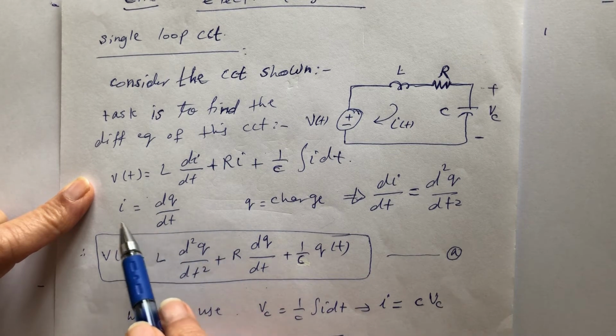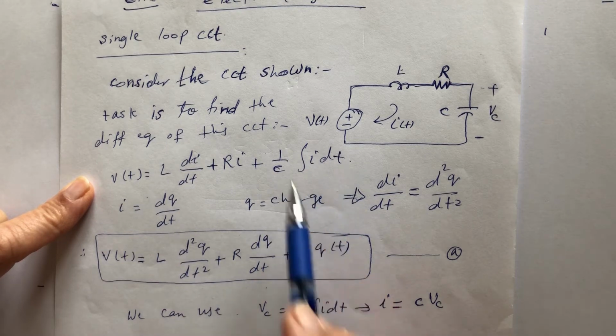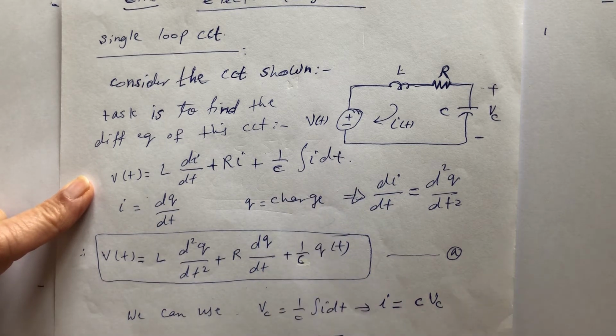and i equals dq by dt. So if I integrate, I'll get the integral of i equals q of t. So this will be 1 over C q of t. This is one equation.